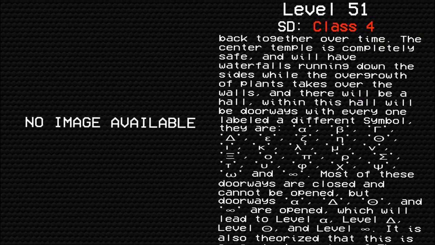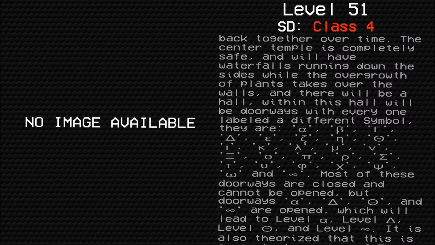They are as follows: Alpha, Beta, Gamma, Delta, Epsilon, Zeta, Eta, Theta, Iota, Kappa, Lambda, Mu, Nu, Xi, Omicron, Pi, Rho, Sigma, Tau, Upsilon, Phi, Chi, Psi, Omega, and Infinity. Most of these doorways are closed and cannot be opened, but doorways Alpha, Delta, Theta, and Infinity are open, which will lead to Level Alpha, Level Delta, Level Theta, and Level Infinity.